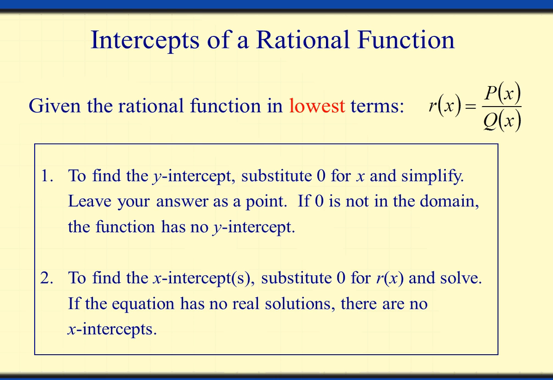Okay, well, to find intercepts of a rational function, we first need to make sure that the rational function is in, oh, we've already talked about this, isn't it? It's got to be in lowest terms. I'm sorry, I've got a repeat here, so we'll move on.